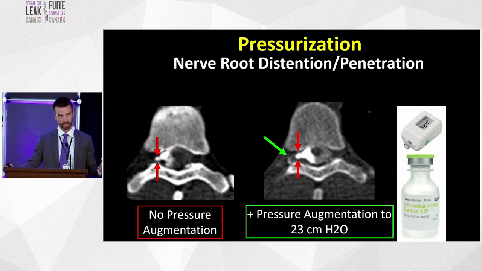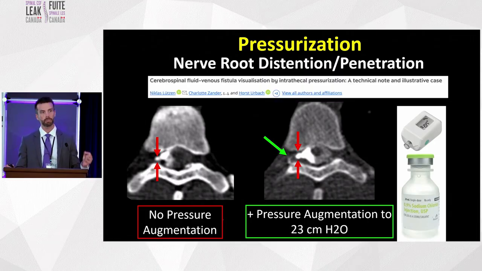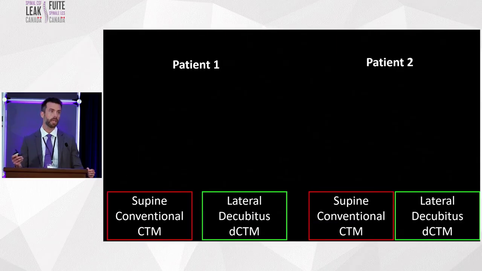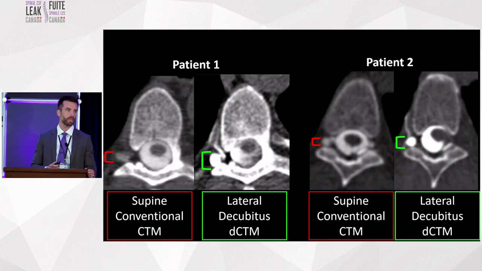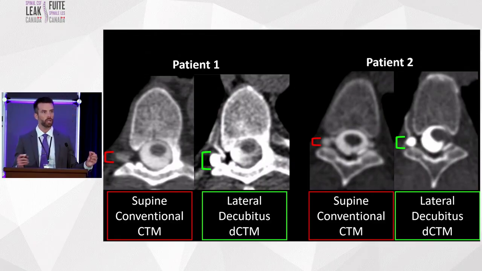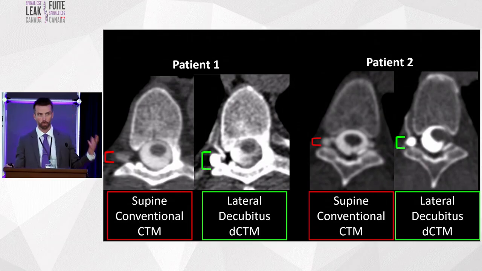Look how much more distended it is when we raise that pressure compared to when we don't. This concept was illustrated nicely by Dr. Leutzen and colleagues, an illustrative case here. But I just want you to look at a regular myelogram compared to a lateral decubitus one. And other than the density of the contrast, look at the meningeal diverticulum. It is more distended as a result of gravity. It's no surprise. There's more gravity in that diverticulum.